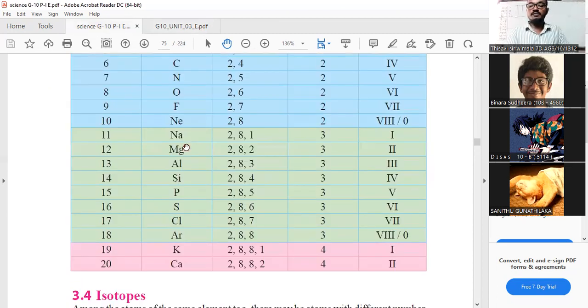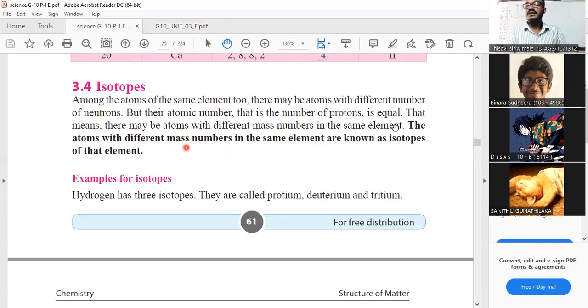Let's refer to your textbook here, the bold sentence. The atoms with different mass numbers in the same element are known as isotopes of that element. So you can write that sentence within that box. Start now.